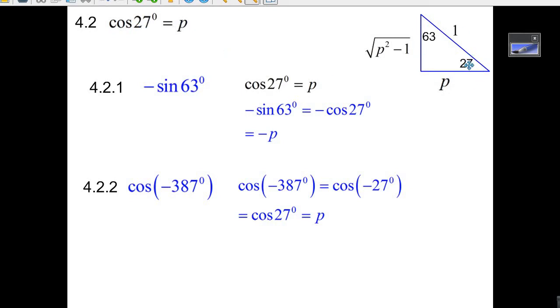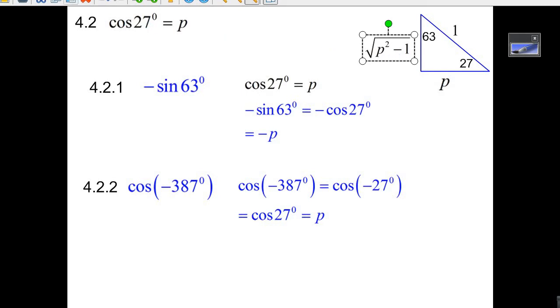Now, whenever I get one of these questions, cosine of 27 degrees, I automatically just make a little right-angled triangle. I put in 27. I know that adjacent over hypotenuse is equal to cosine. So if I call it P and I put a 1 here, adjacent P over 1, that picture would work. And then I just do Pythagoras. It should be the square root of 1 squared minus P squared.